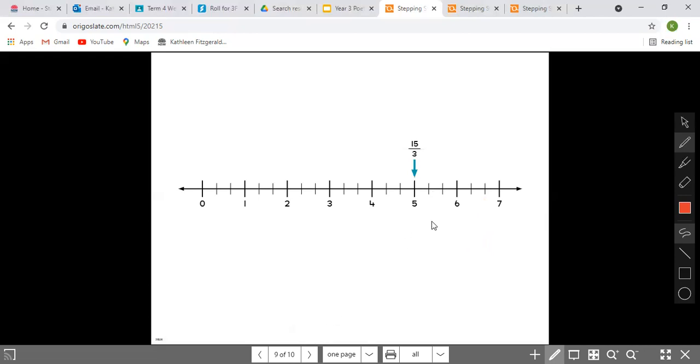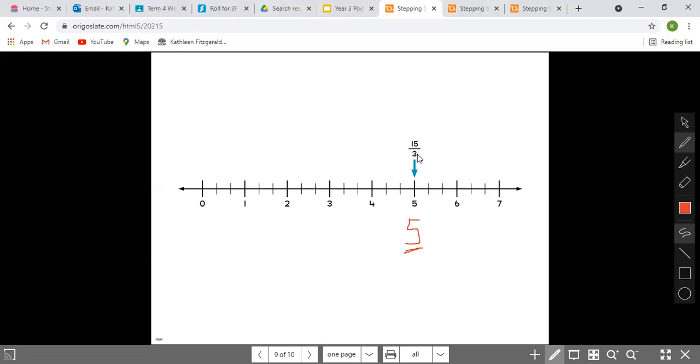There's 15/3. Okay, still working in thirds because that's our denominator. And we've counted 15 of them up from here. So one way of looking at it is that we could just say that as 5. It's not even a mixed numeral, it's just a straight number. And the other way we could work that out is to divide 15 by 3, and we would still get that same number.